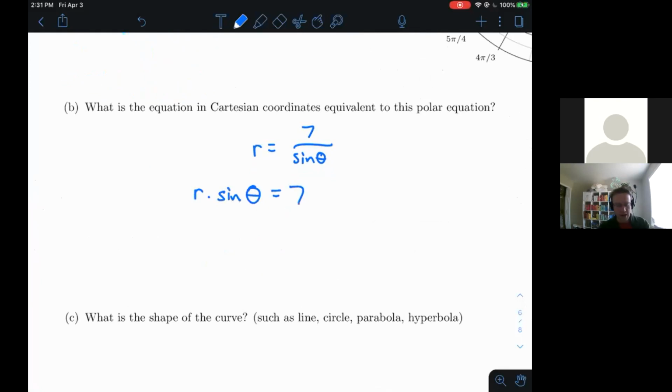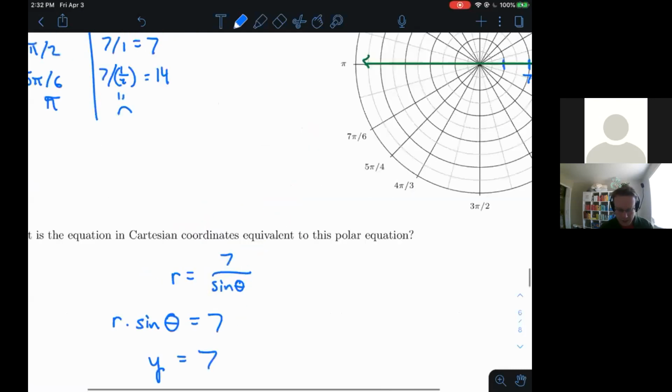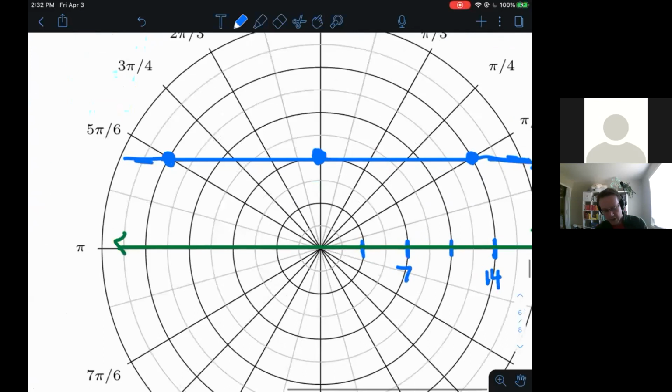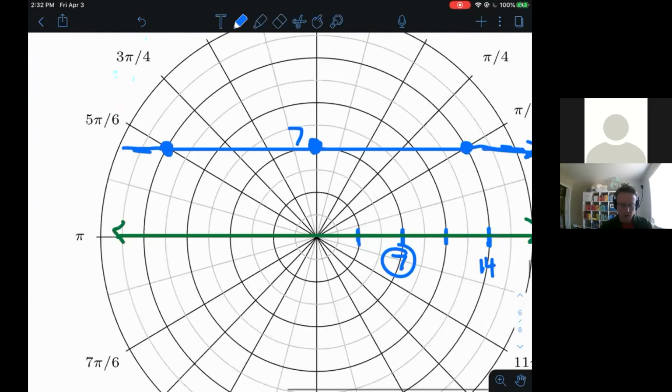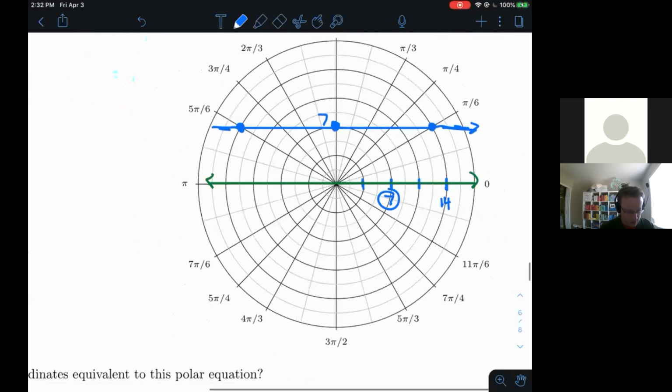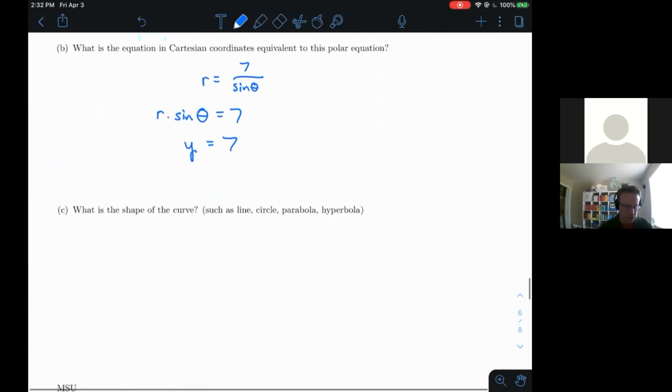And of course, r sine theta, that's exactly equal to y, according to our exchange rates. So we have y equals 7. You can see that this is a nice line. It seems to be at height 7. Remember, this is 7 here. So it seems to be a nice horizontal line at height 7. And so C, what is the shape of this curve? Well, it's a line.